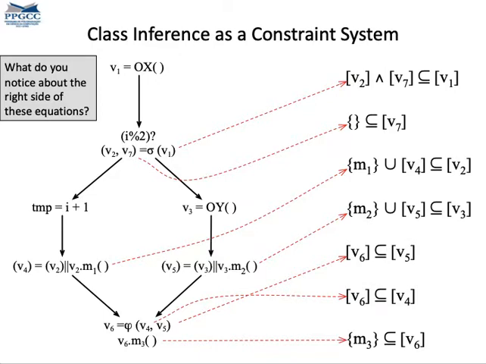And given these names, we can create a constraint system to represent the data flow analysis. Can you take a look into these constraints? Try to make sure that you understand the meaning of them. Each constraint takes information on the left side and creates information on the right side.